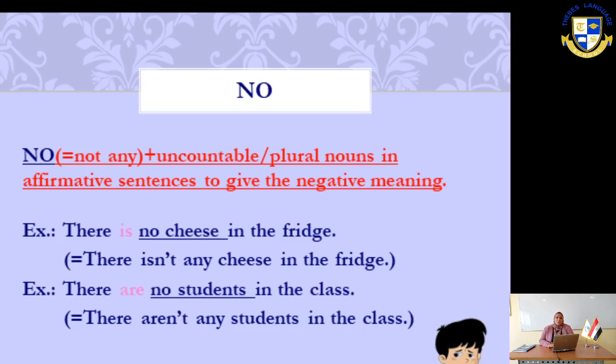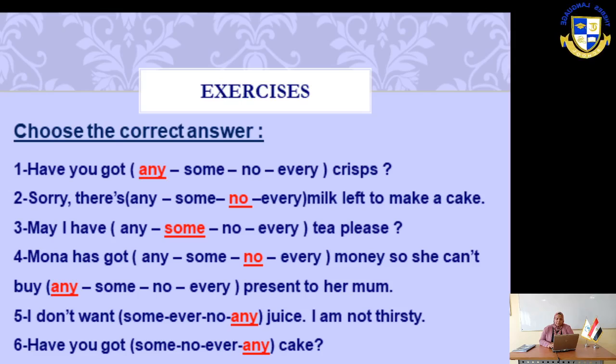Let's see some questions in the last slide here. Choose the correct answer. Can you see the slide, guys? Very good. Have you got any or some or no or every crisps? Have you got any crisps? Why any? Because this is a question and I use any in the question.